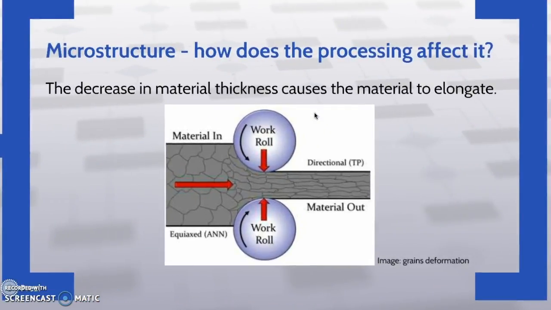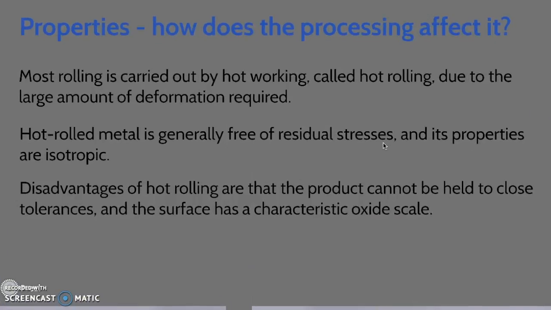And how does the rolling process affect the microstructure of the metal? The decreasing material thickness causes the material to elongate. So we can see here that grains are deformed and they are not equiaxed anymore, they are directional, and that's how it affects the properties.